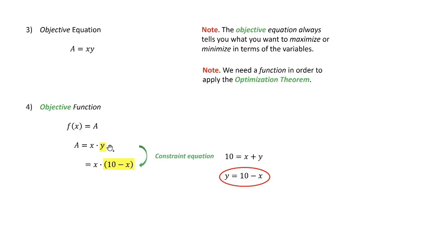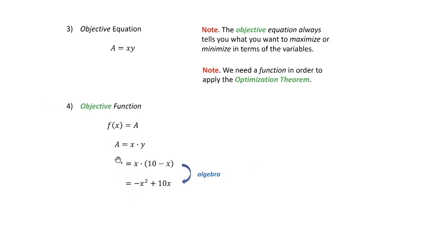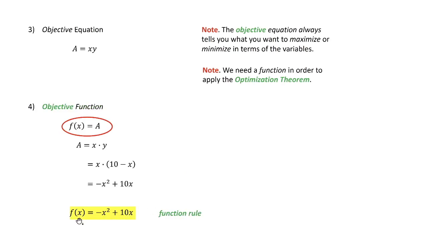So from the constraint equation, I'm going to remove the y. And now notice, this is now only x's. And so I have my function. I simplify, I distribute it. The reason I distribute it is because we're going to wind up taking the derivative. This is better for that than this. This is better for zeros. So I'm going to distribute, and that's my function rule now, because f of x equals A. Again, you could do the same thing. Y could be your variable, but it's a function of one variable.